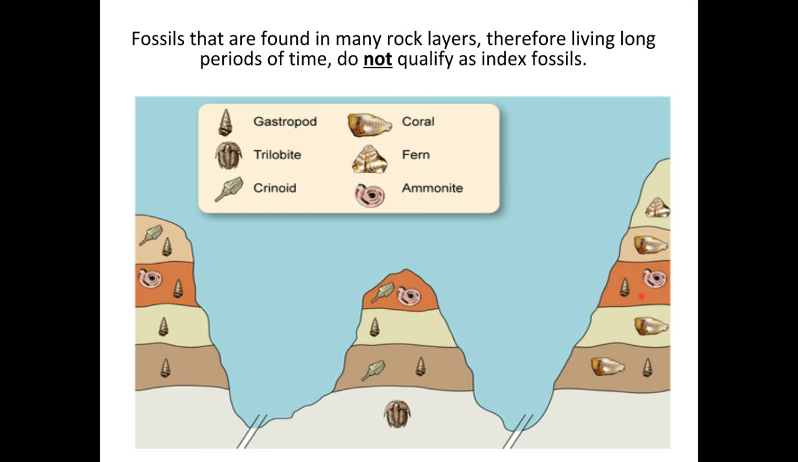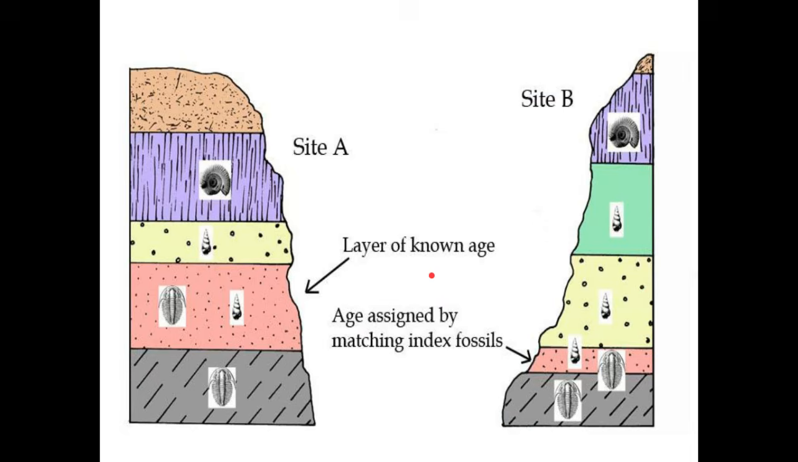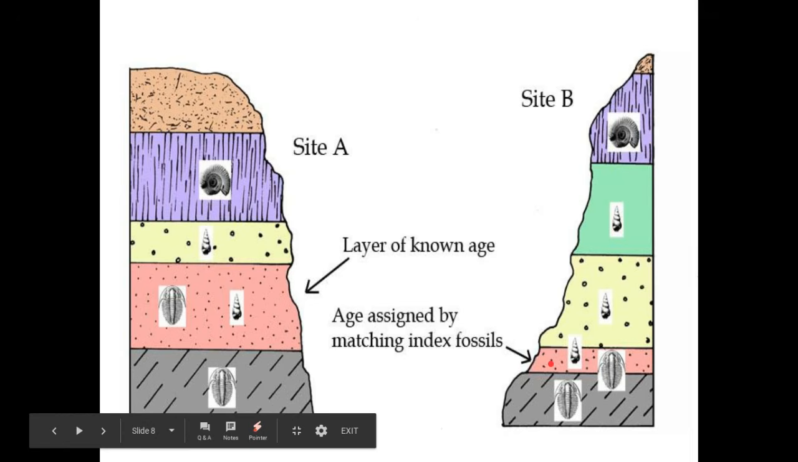So here's another diagram summarizing what we just went over. If I know the age of this rock layer and these fossils, and I go to another location, called Site B, I could determine the relative age of these fossils and these rock layers right here. So that's what index fossils do: they help us determine the relative age of other locations.